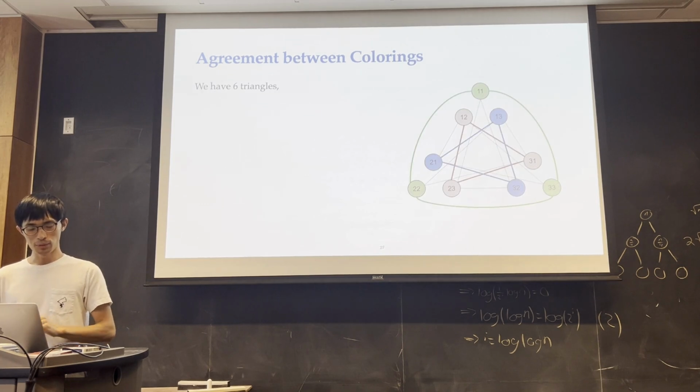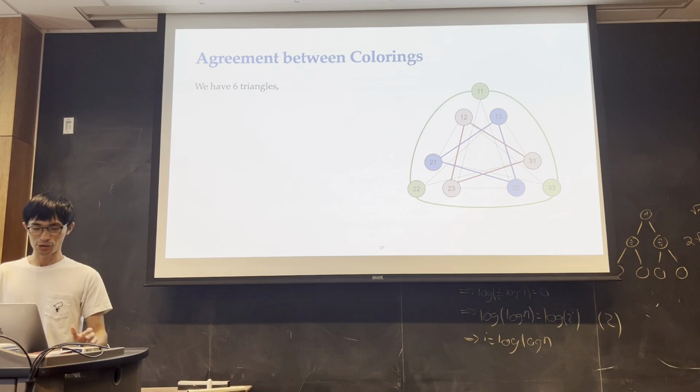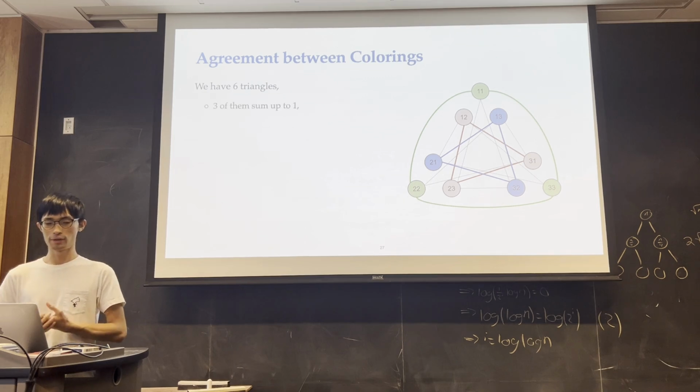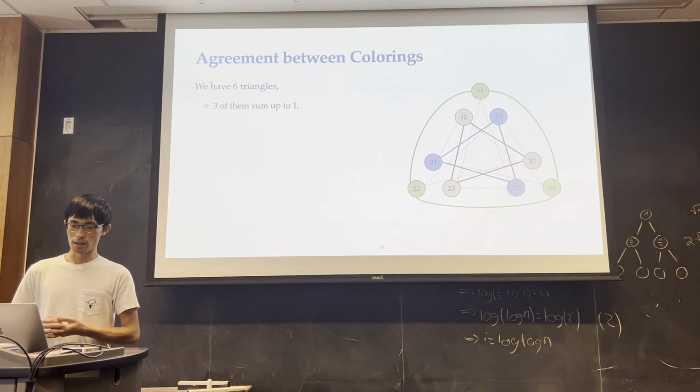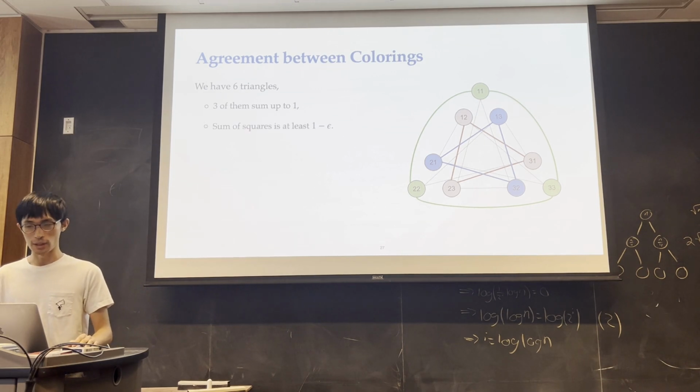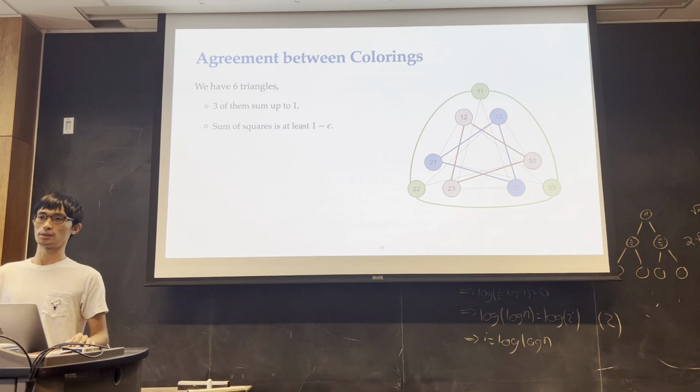Okay, so what do we have now? We have 6 triangles. We know that 3 of them must sum up to 1. We also know that their squares sum up to at least 1 minus epsilon. So how can this happen? Well, one example is this.